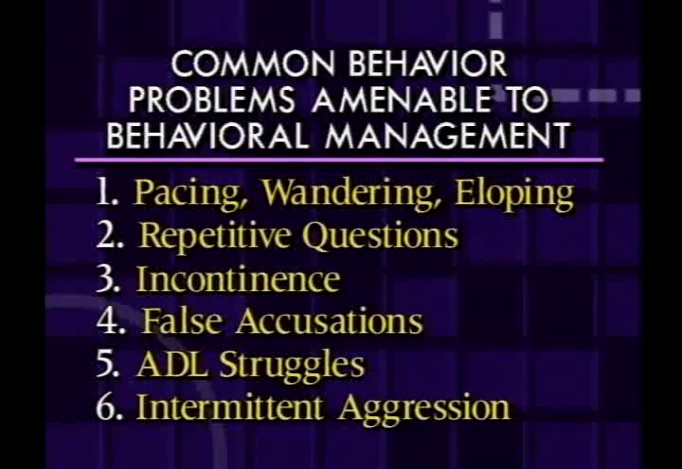What are some common behavioral problems amenable to behavior management? And again, this is in compliance with the OBRA guidelines. This is what the nursing home inspectors will be looking for. What are the types of behavioral problems that you expect the nursing home staff to implement some sort of behavioral management strategy for? Pacing, wandering, attempting to flee, repetitive questions, incontinence, false accusations, struggling during activities of daily living, intermittent aggression. These are best treated with behavioral interventions, and we're going to talk about them in detail in just a second.